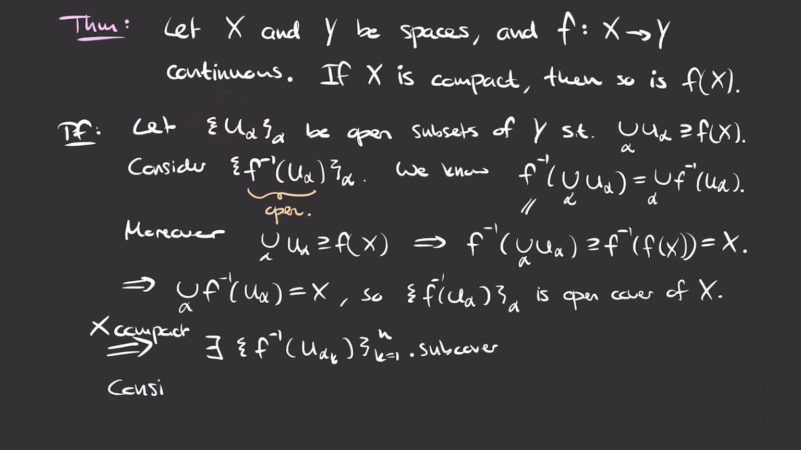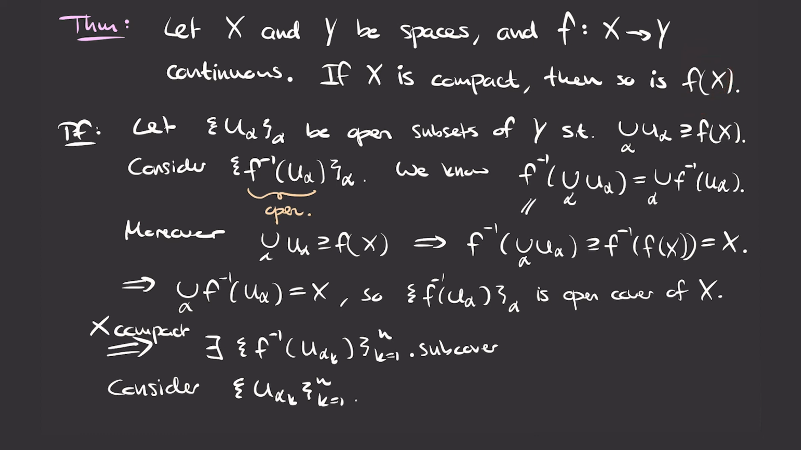So what we do is we consider these U alpha k, where the k's are the same indices, so these alpha k are the same sub-collection of the original alphas that we got here from this subcover. So clearly this is a sub-collection of this original collection U alpha because we've just selected certain alpha k. Now the thing we need to show in order to apply the lemma from before is that the union of these U alpha k is still containing the image f of x.